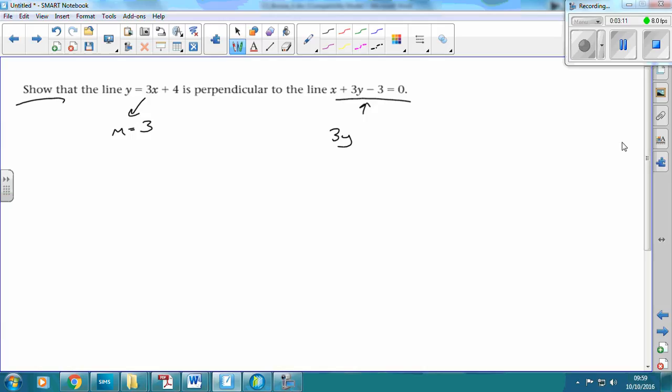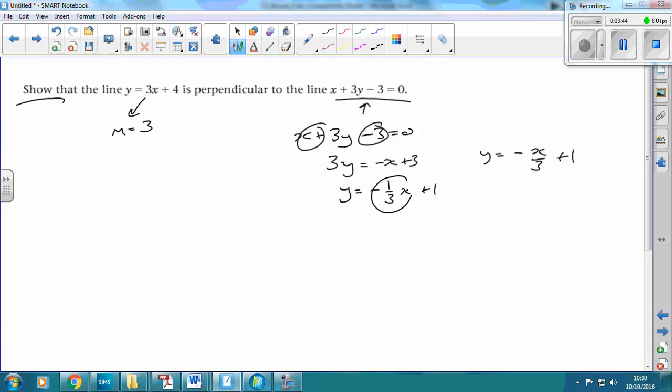So x plus 3y minus 3 equals 0. And then in order to work out the gradient of this line, we rearrange it to get y equals. So 3y equals -x plus 3, by moving this onto the other side. We then divide by 3 to get y equals -1/3 x plus 1. In fact, sometimes if you divide that by 3, you'd get y equals -x/3 plus 1. You'll see it written like that. -1/3 x and -x/3 are exactly the same thing. So if you had to say what the gradient of this one is, that's going to be -1/3.